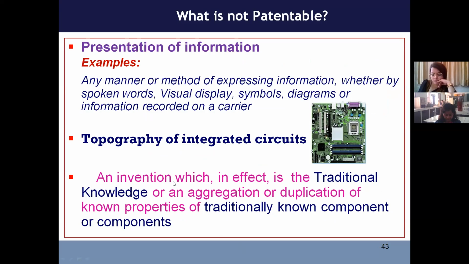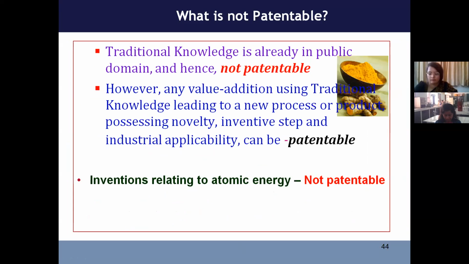And an invention which in effect is traditional knowledge, or an aggregation or duplication of known properties of traditionally known component or components, is again not patentable. When we discuss traditional knowledge, it is already in practice from generations together. So therefore, it is nothing new and it cannot be patentable.